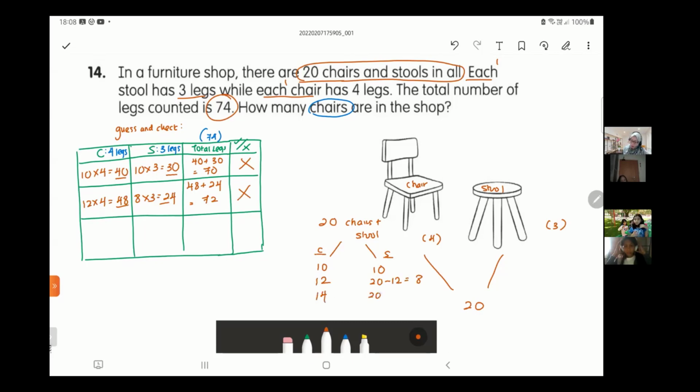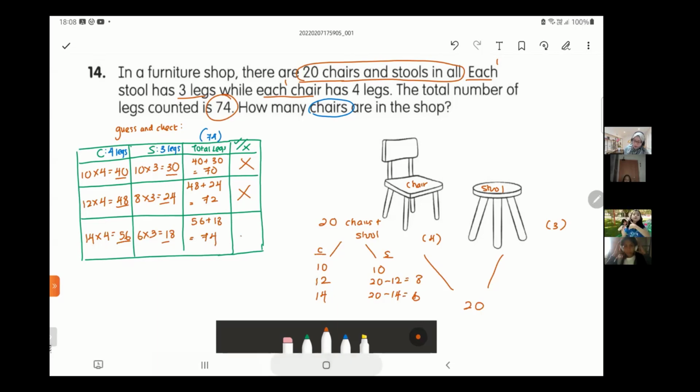Let's go a bit bigger. 14 chairs, so here will be 20 minus 14, I get 6. So it will be 14, and then here is 6. 14 times 4 equals 56, and 6 times 3 equals 18. You take these two and add them together. 56 plus 18 equals 74.